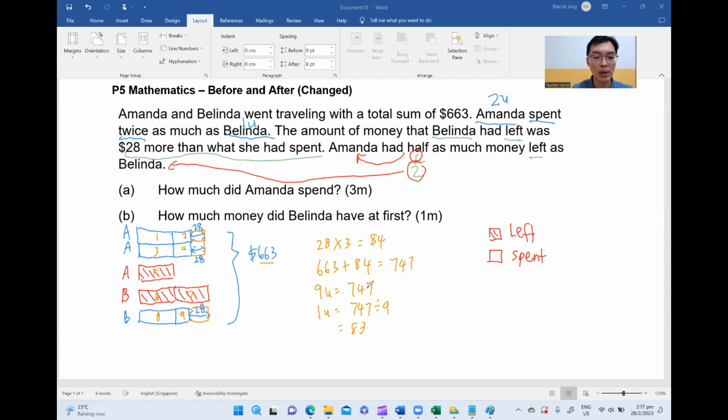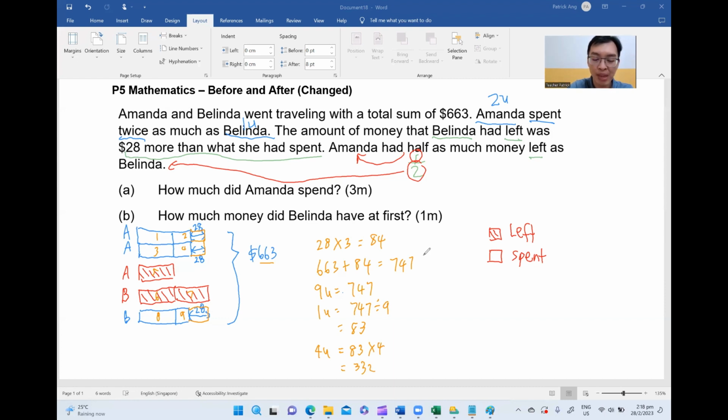Now let's take a look at what the question asks for. They say how much did Amanda spend. If we're looking at how much Amanda spent, we got to look at the blue units. And we will look at the 4 units first. Amanda had 4 units. So we find out the 4 units. So times 4, and we will get 332.